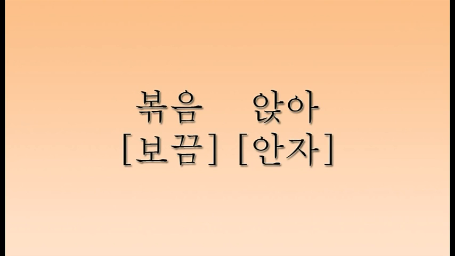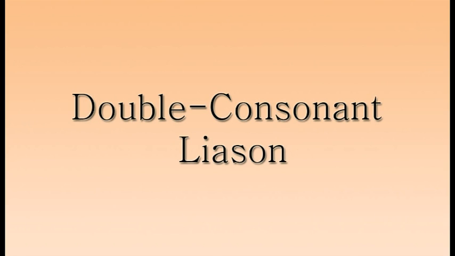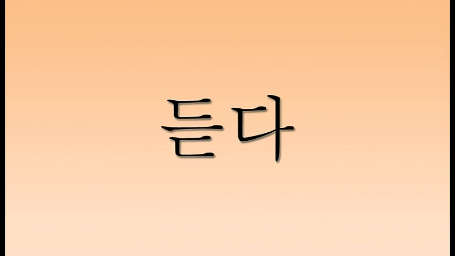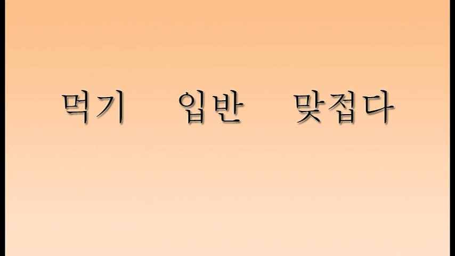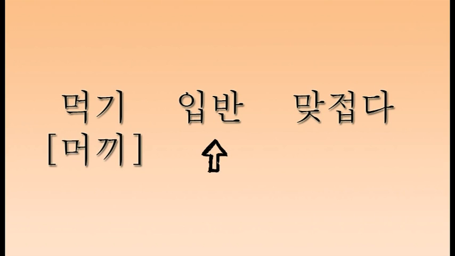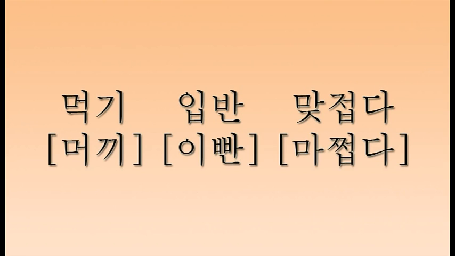And the last rule for this lesson is called double consonant liaison. That one is very simple. If there's a pachim which is the same consonant as the following initial consonant, the pachim moves to the initial position and we have a double consonant, like here. Mokki, ippan, machopta.